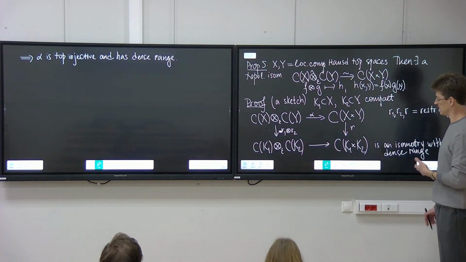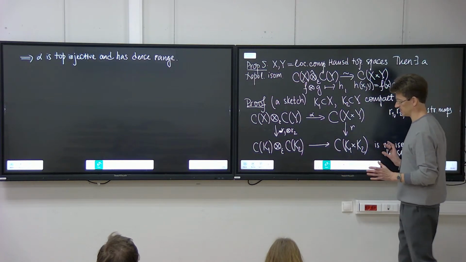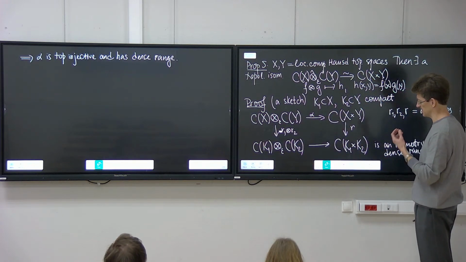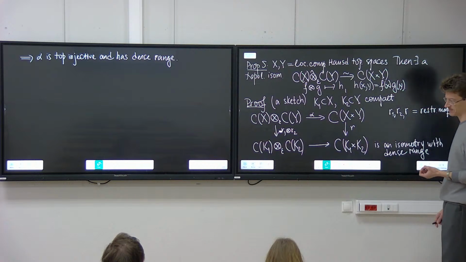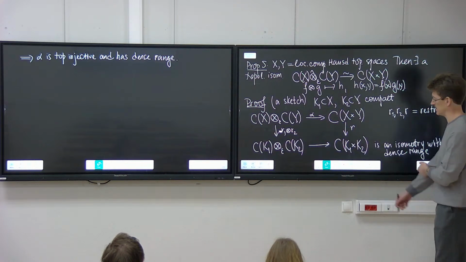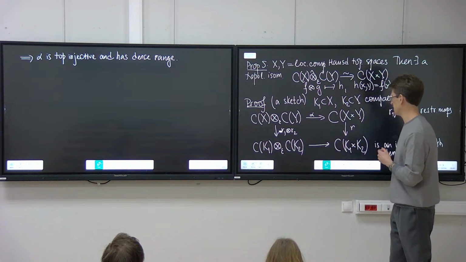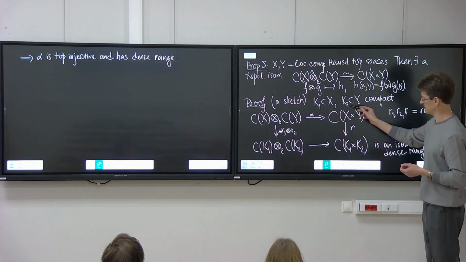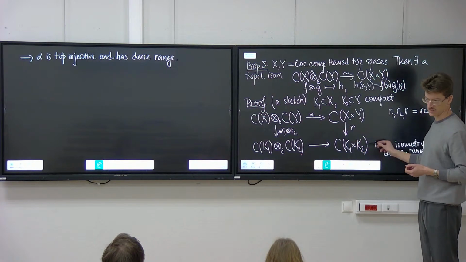As a result, if we use these two families of semi-norms here and here, we see that alpha is an isometry with respect to any of the semi-norms. And so this implies that alpha is topologically injective. The density of the range of alpha follows from the fact that the space is the projective limit of these spaces.